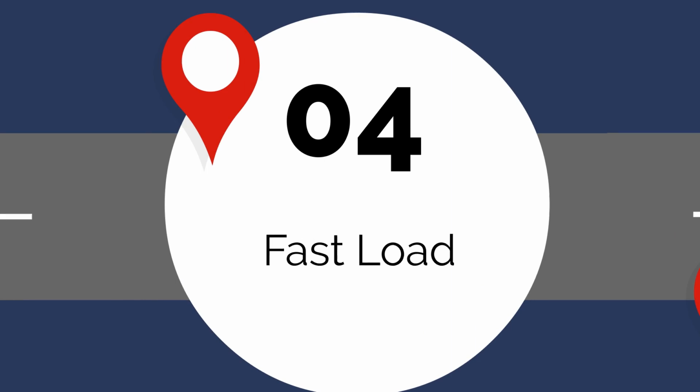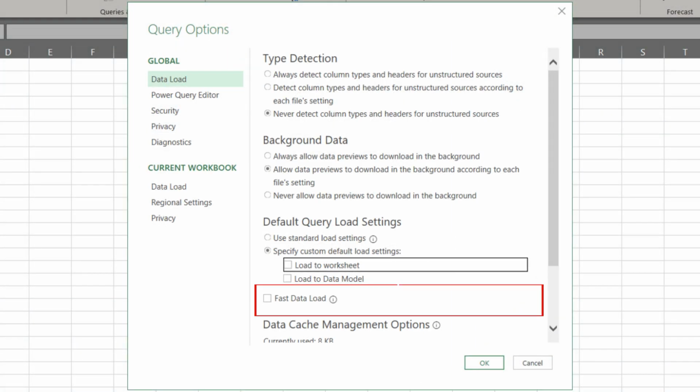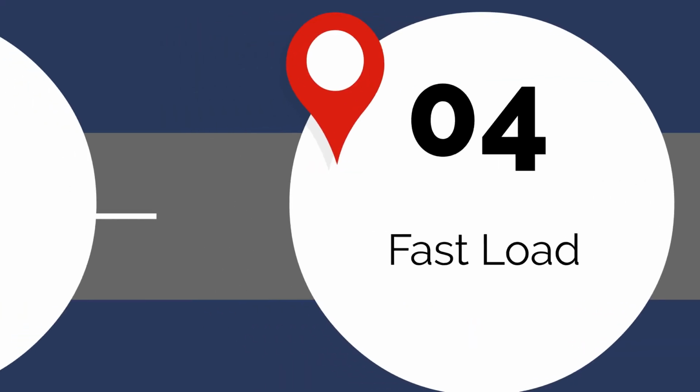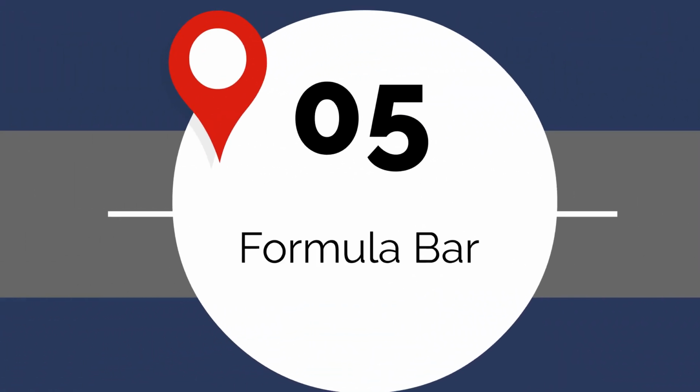Number 4 is Fast Load. Fast Load is located in the default query load settings. Tick the box. Fast Load helps reduce load time. I recommend ticking it only if the data size is large. Say millions of rows.